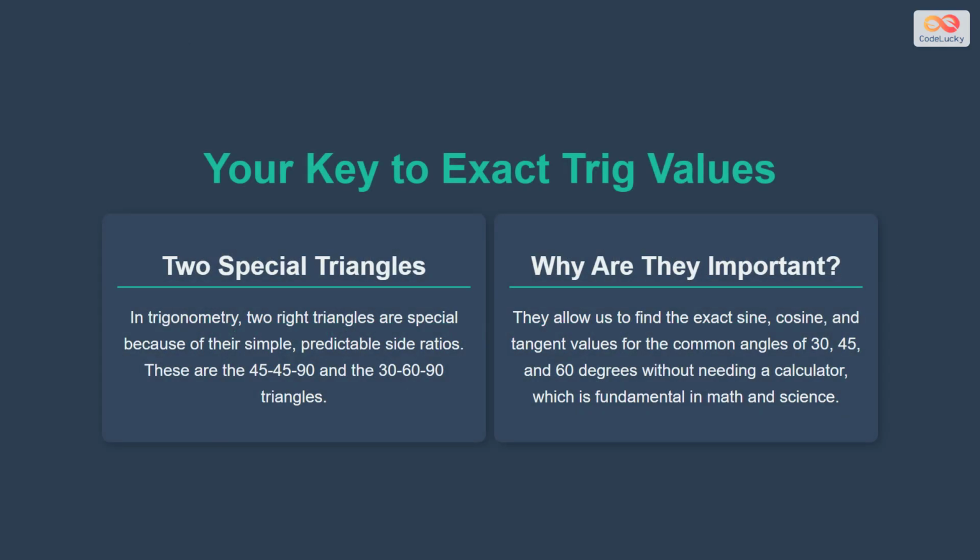In the world of trigonometry, there are two right triangles that are considered special. This is because their side lengths follow a simple, predictable pattern. These are known as the 45, 45, 90 triangle and the 30, 60, 90 triangle. Their importance comes from the fact that they let us find the exact values of sine, cosine, and tangent for these key angles without using a calculator. This is a foundational skill in both mathematics and science.